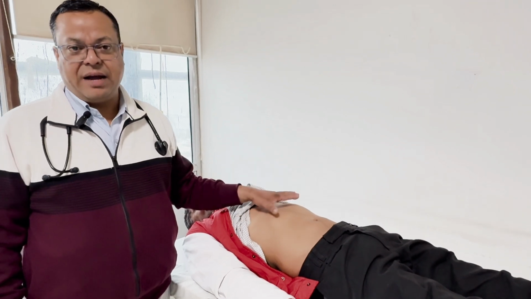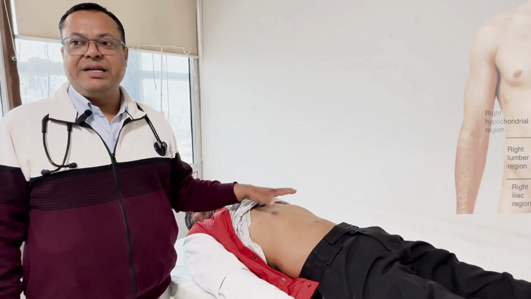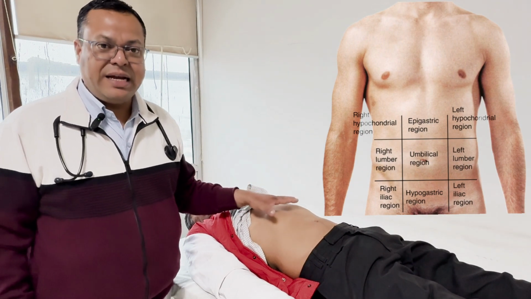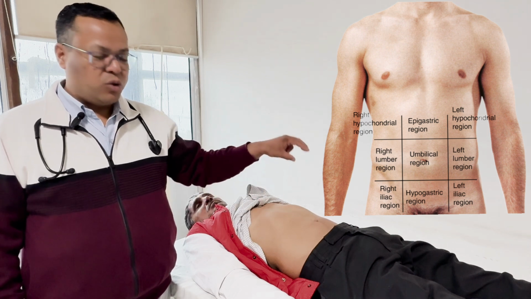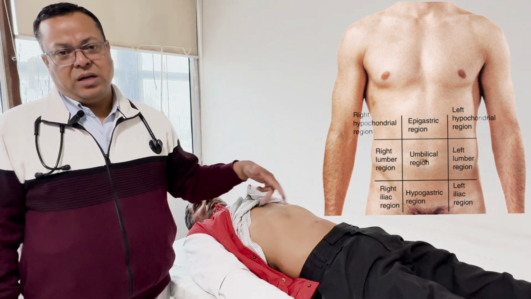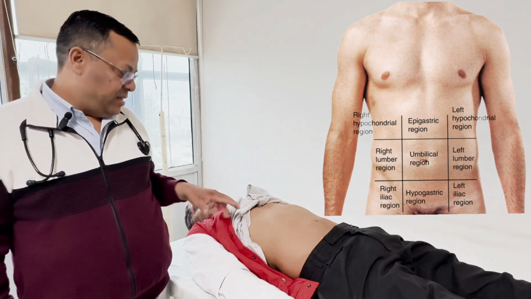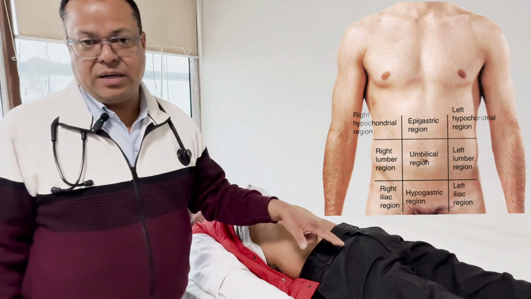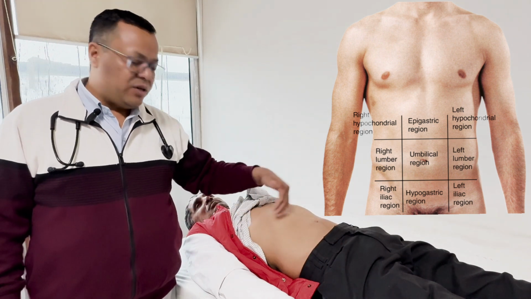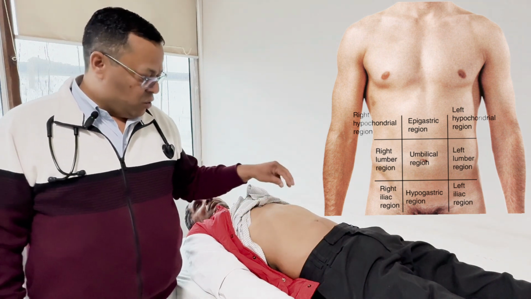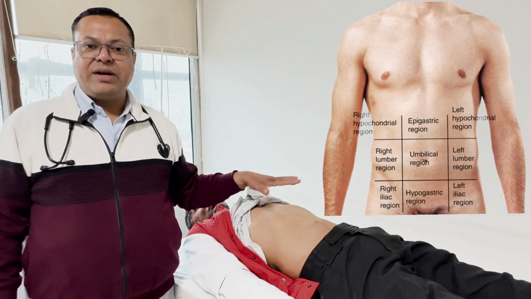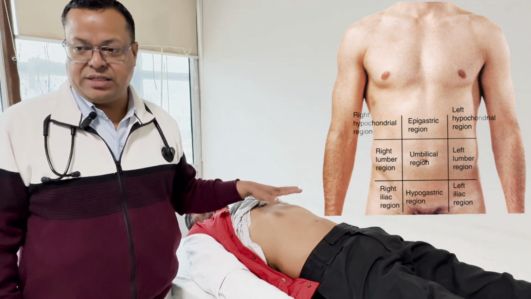Routinely, the abdomen is divided into 9 regions. And what are the 9 regions? They are basically 2 transverse lines and 2 lines running from above downward, from the mid clavicular point to the anterior superior iliac spine. So this is divided into 9 total regions.